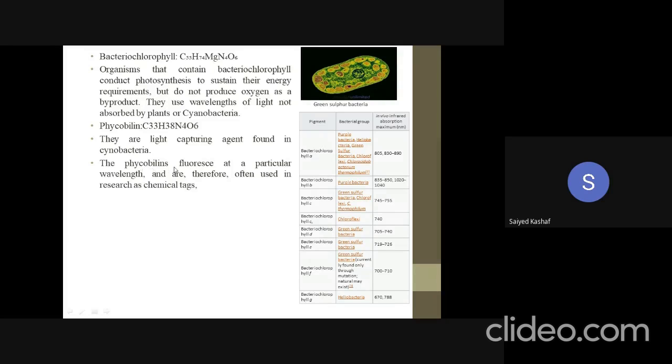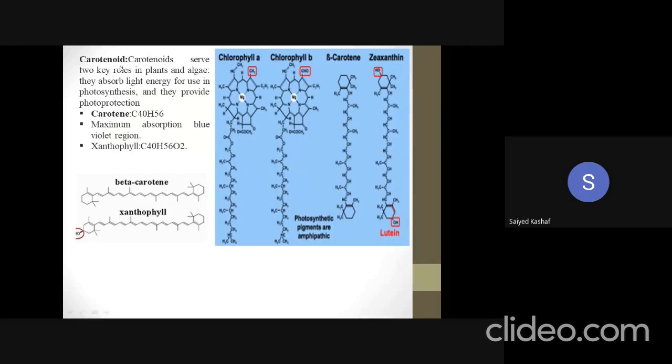And these phycobilins fluoresce at a particular wavelength, and they are used in research as chemical tags. And another one is carotenoid.